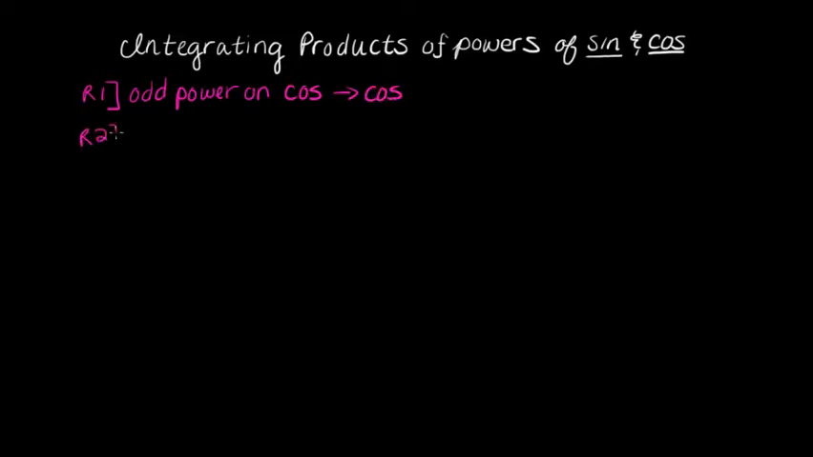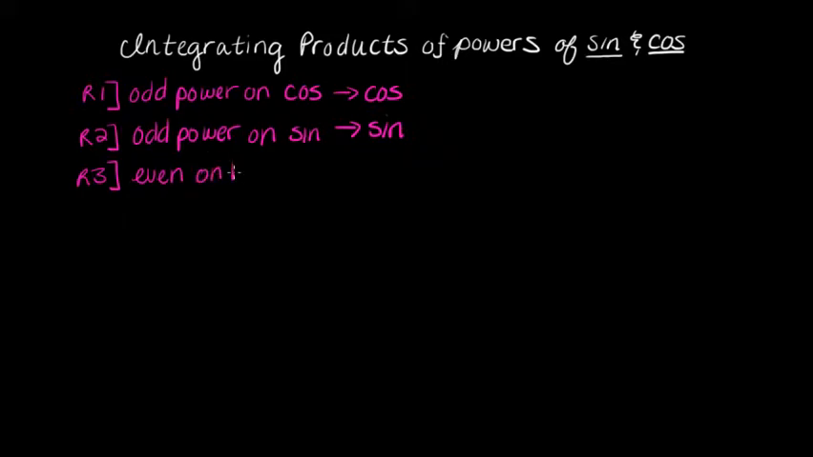Rule 2. Same thing with sine. If you have an odd power on your sine, go ahead and pull out a sine. Rule number 3: if your powers are even on both, you are going to have to use the half angle identities.